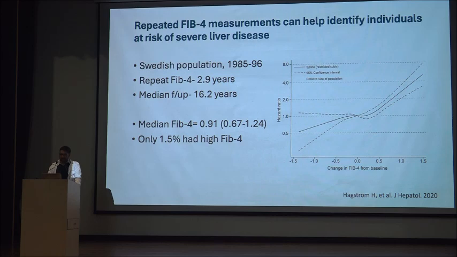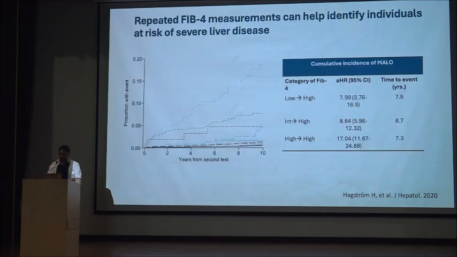The median FIB4 at baseline was 0.9, and only 1.5% of the total population had a high FIB4, that is more than 2.67. So this is the overall change of FIB4 and how it impacts the total hazard ratio with the 1 point increase in the FIB4 on repeated measures. Based on the repeated measures, they had 9 sets of patients, that is low which remains low, or high which remains high, and subsequently high which improves, or low goes to intermediate.